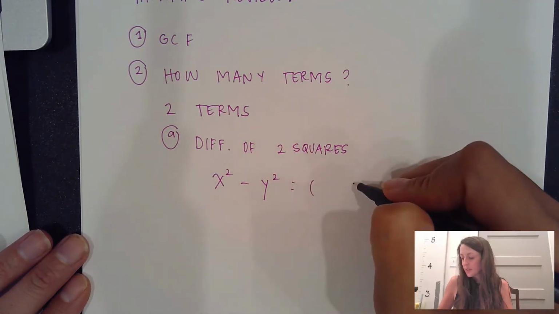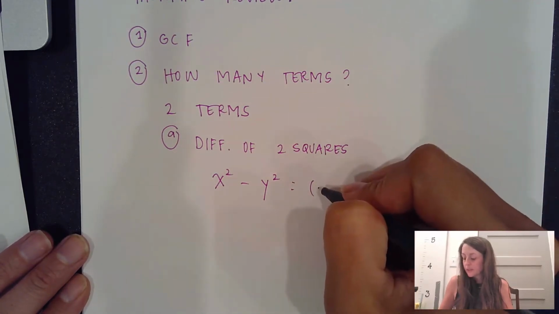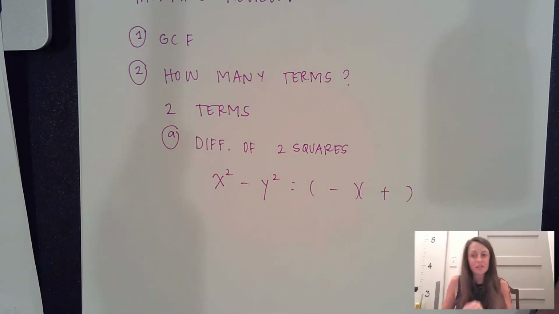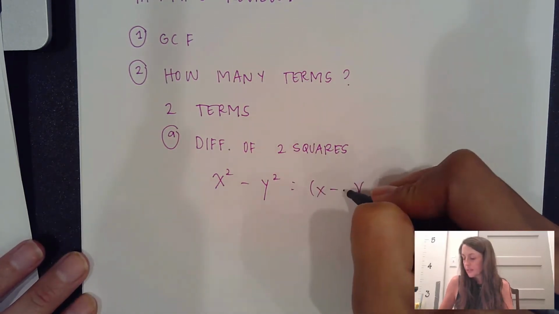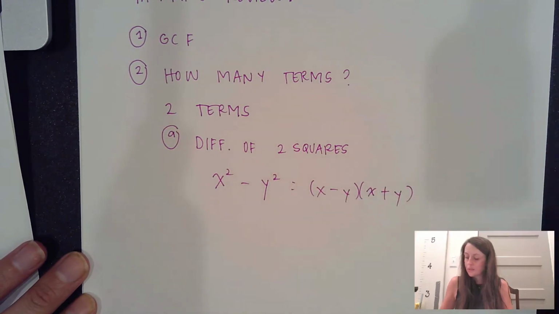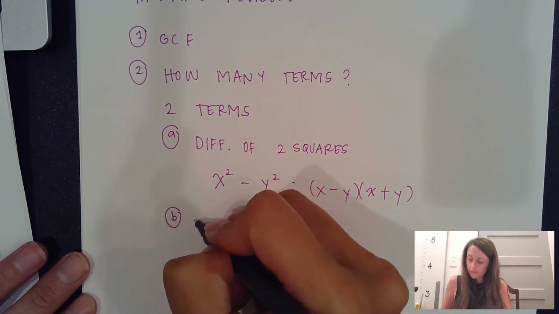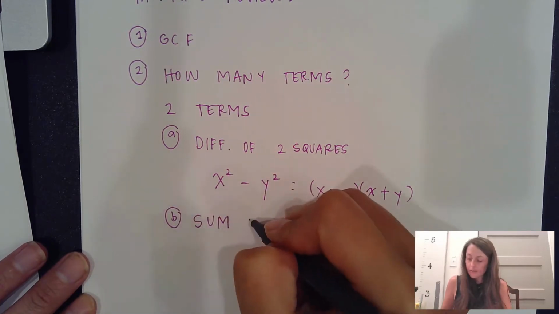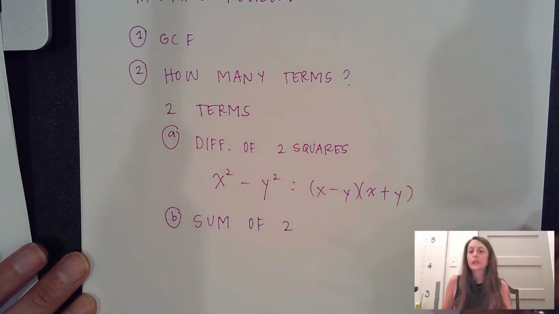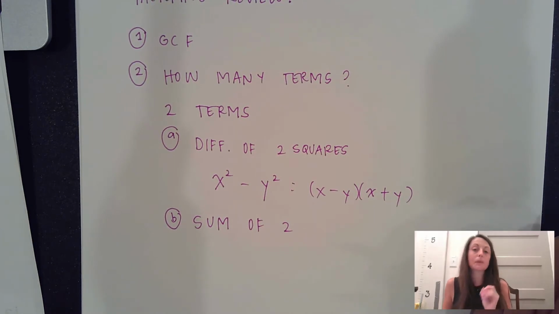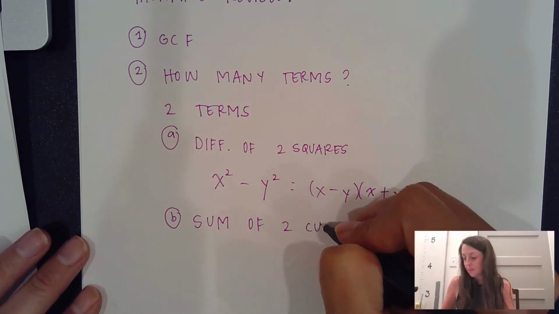So this one's going to factor to two binomials. One is going to have a minus sign and one is going to have a plus sign, so they're conjugates of each other. This will be x minus y times x plus y. Let's say the sum of two squares, you can't have a sum of two squares, that will not factor. So sum of two squares will not factor. Sum of two cubes is the only time that you can have a sum.